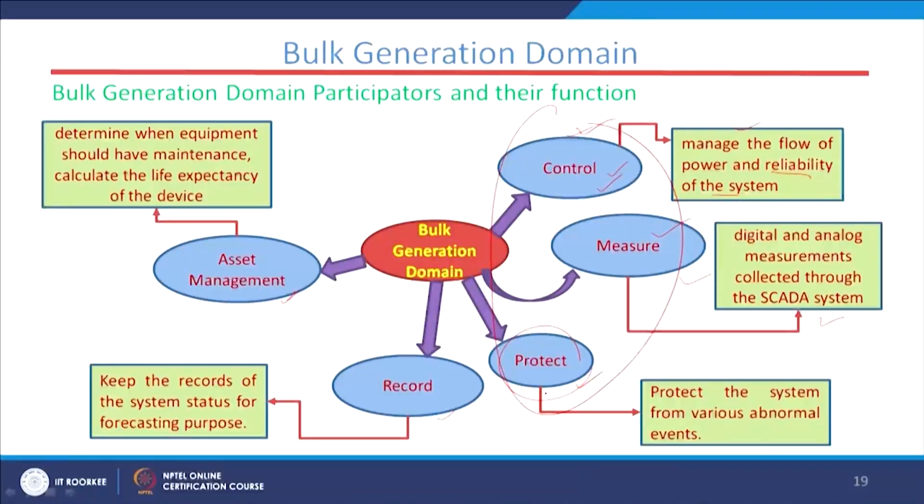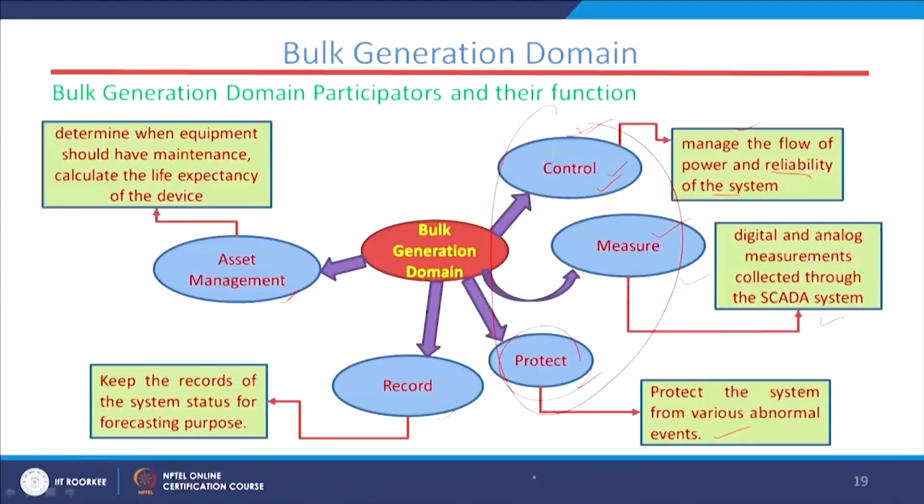So, that can be done by using this control system. And yes, of course, the last one is the protection. The protection part is also very, very important. Without a helmet we cannot play cricket, we should not, because some protection is very, very essential for our body. Similarly, all the equipment installed in the generation system of the smart grid should be protected. So, protect the system from various abnormal events.